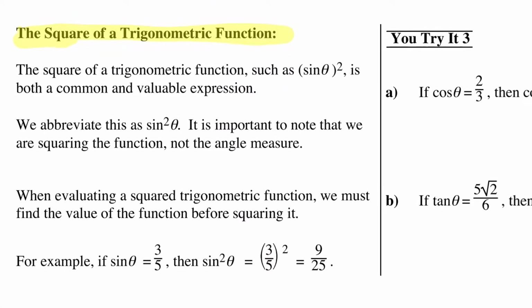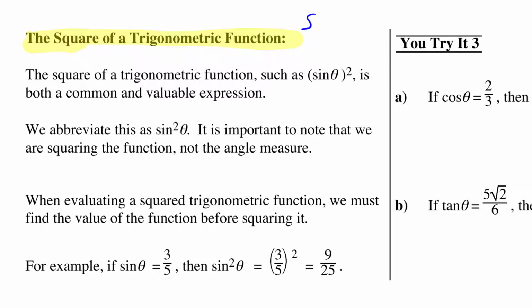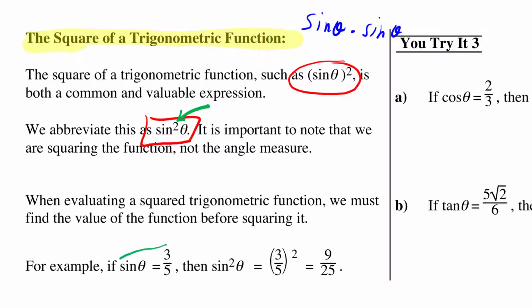All right. The square of a trigonometric function. For example, sine theta times sine theta. Well, that's sine squared theta, but the way we might write that at first is sine of theta, the whole thing being squared. However, in trigonometry, we abbreviate that by putting the square on the trig function. We call it sine squared theta, and we are not squaring the angle, we're squaring the function. So sine squared theta. It's important to recognize that difference.